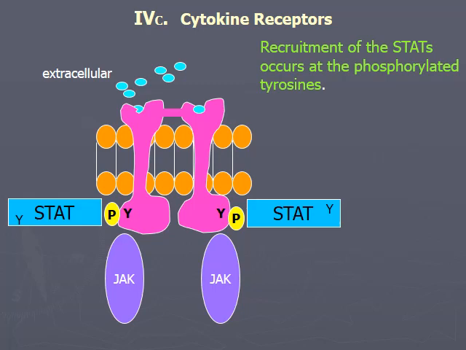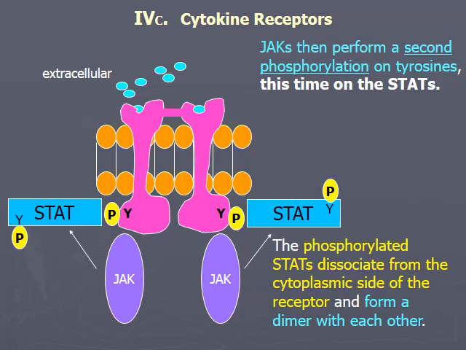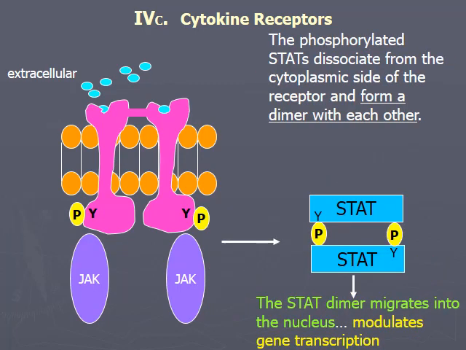So the STATs now come up to the cytoplasmic face of the receptor, attracted by the phosphotyrosine residues. And as you notice, the STATs themselves have tyrosine residues, which will now be the second phosphorylation by JAK. So JAK will now phosphorylate a second substrate. That's why it's called Janus kinase, as a way of thinking of the fact that this has two substrates, just like the Roman god Janus had two faces. Right? So now the STATs get phosphorylated and dimerize. And that dimer moves into the nucleus where it can affect gene transcription.